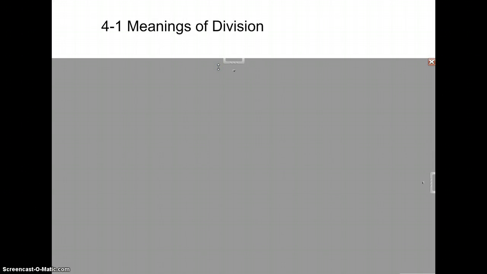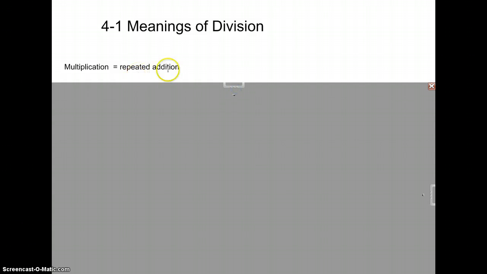Our next flip lesson is 4-1, meanings of division. You need to turn to the next page in your math notebook and label the top 4-1, meanings of division. Remember that you can pause this video at any time. If I'm moving too fast, pause it, back it up, whatever you need to do. After you've labeled the next blank page in your math notebook, I want to talk to you about multiplication.